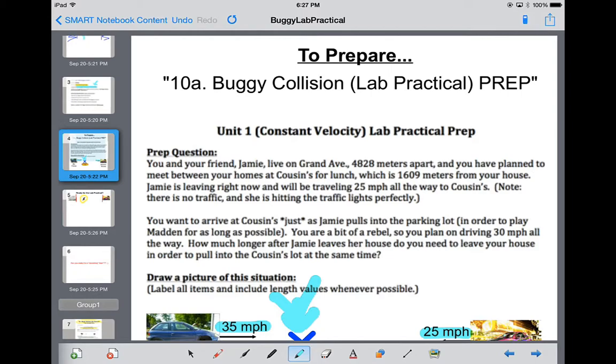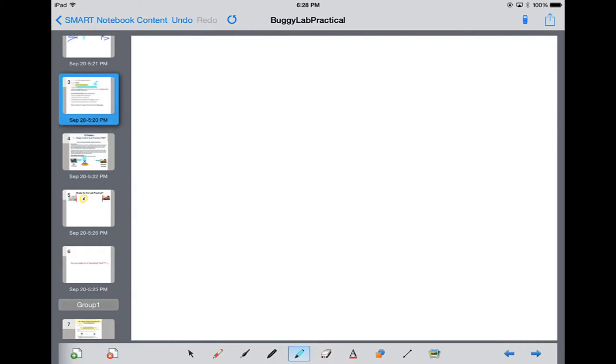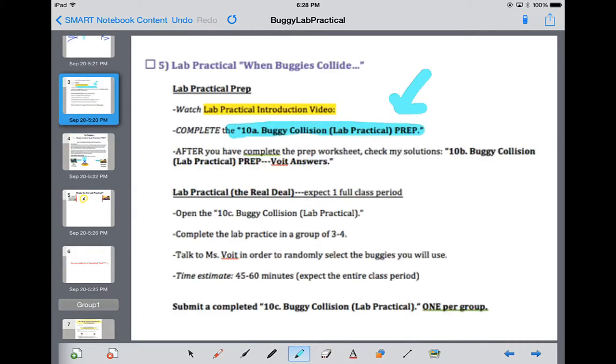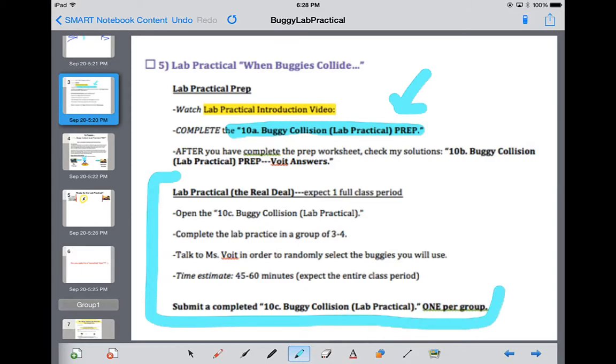So what you need to do is figure out at what point you will have to leave your home so that you can arrive at Cousins at the same time as your friend Jamie. Now, work through the analysis. This pre-lab is going to be a little bit more step by step. And then after that, you're going to be looking at 10B. 10B is going to give you the opportunity to check the solutions that I gave for this prep activity. Once you've gone through that entire preparation, then you're going to call me over. You are now ready for your lab practical.